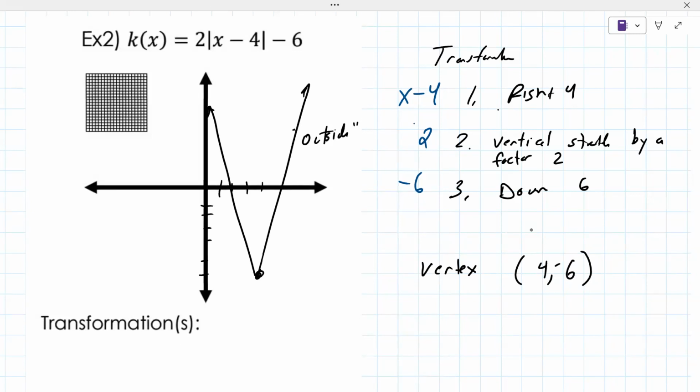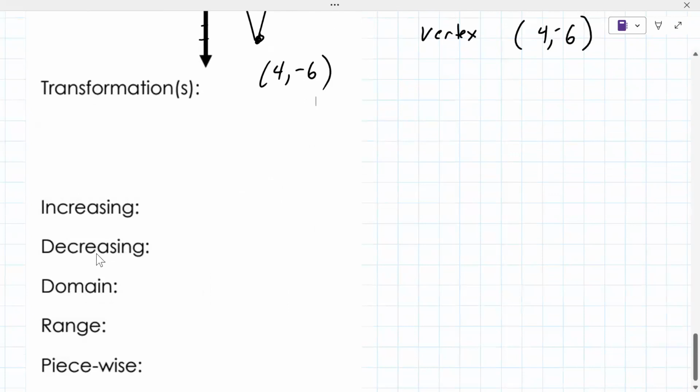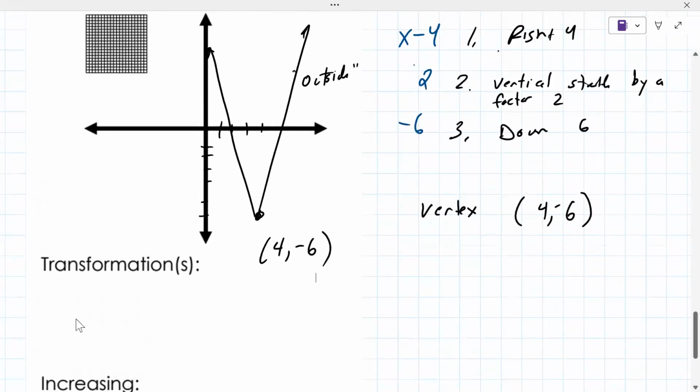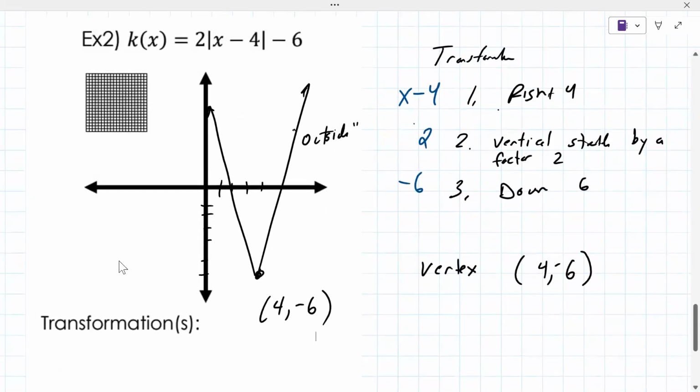And I don't know how accurate your graphs need to be. This one is not very accurate. But the fact that you got the vertex, that is super, super important. Okay. So what I'd like you to do next now is the increasing, decreasing, domain and range for this. All right.